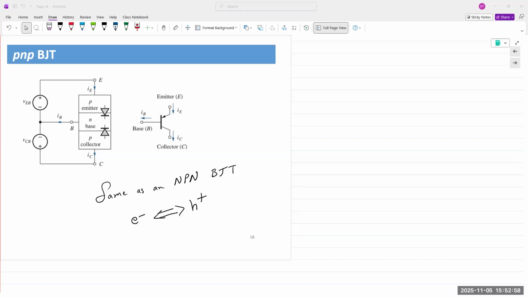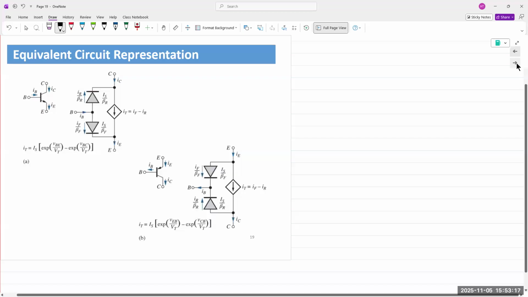But with modern advances, there are PNP and NPN devices that have the exact same performance because we design and dope them a little bit differently. Okay. Anyway, equivalent circuit representation. We can describe the output.